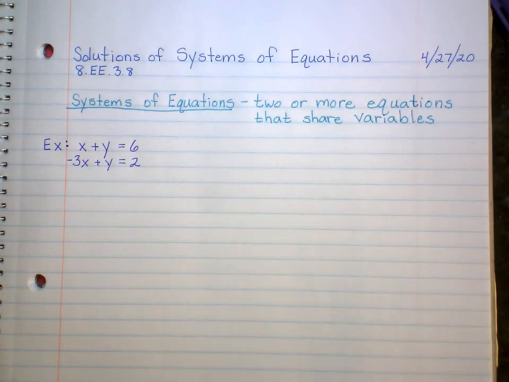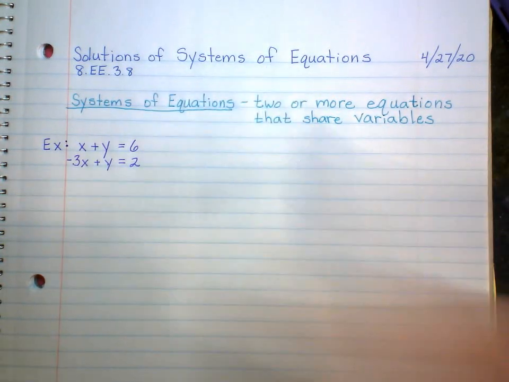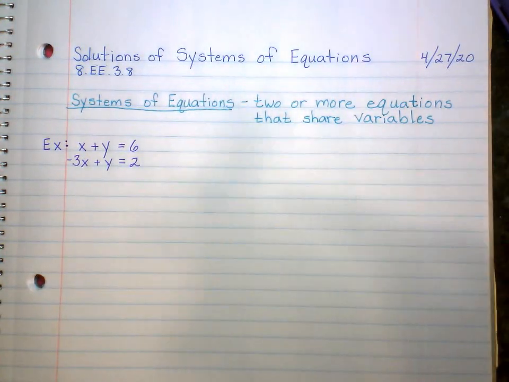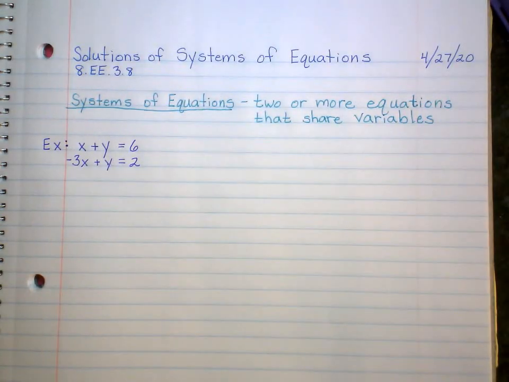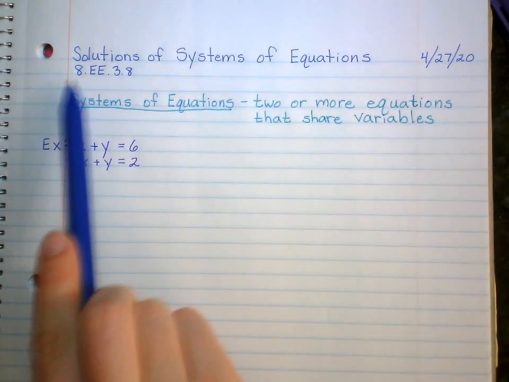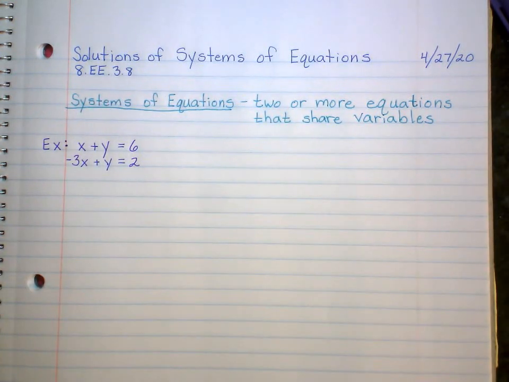Today's notes are going to be pretty quick. But I just wanted to review this with you before you did the Khan Academy assignment titled Solutions of Systems of Equations. We haven't formally used the term systems of equations in class. As you can see, this is an 8th grade skill, 8.EE.3.8. But we have solved problems like this, and you have seen equations like this before for this skill.